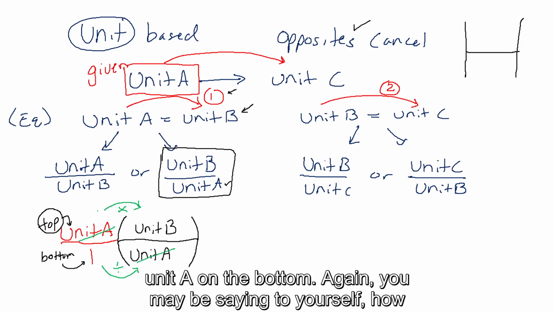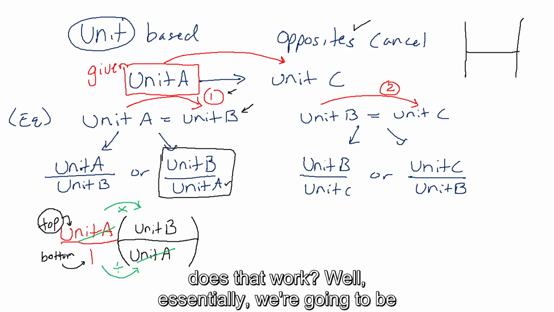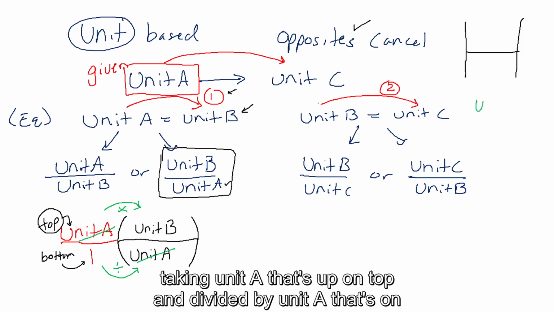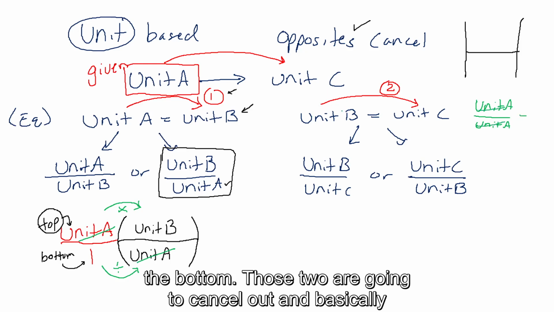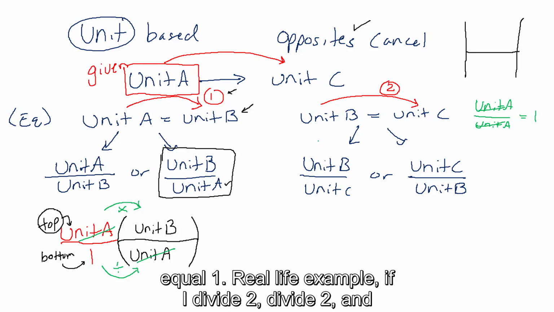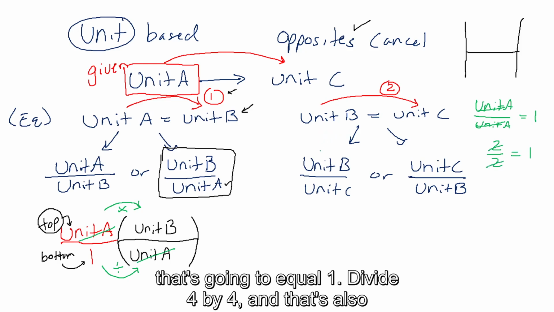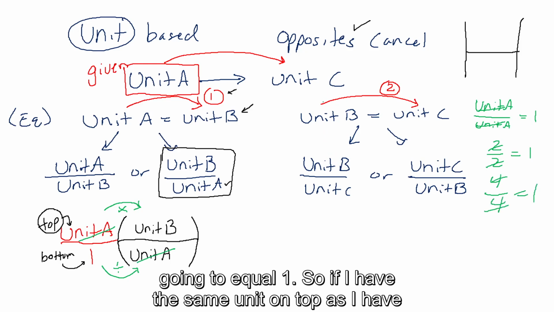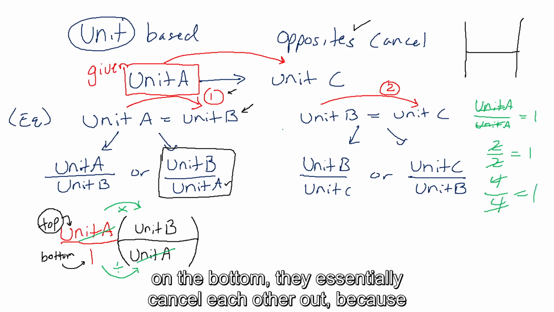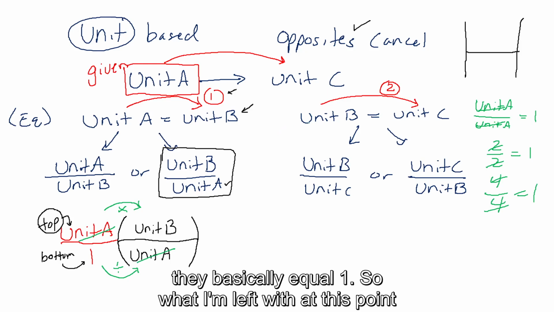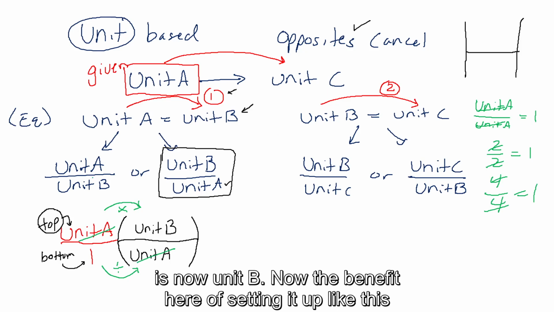Again, you may be saying to yourself, how does that work? Well, essentially, we're going to be taking unit A that's up on top and dividing by unit A that's on the bottom. Those two are going to cancel out and basically equal 1. Real life example, if I divide 2 by 2, that's going to equal 1. Divide 4 by 4, and that's also going to equal 1. So if I have the same unit on top as I have on the bottom, they essentially cancel each other out because they basically equal 1. So what I'm left with at this point is now unit B.